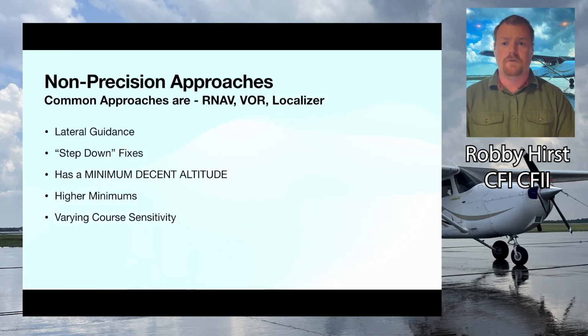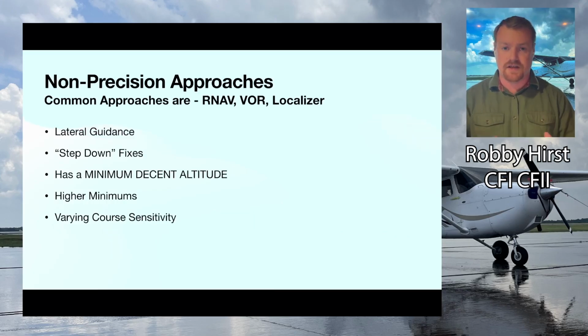So flying an MDA, you're going to fly down to that MDA, maintain that altitude until the specified missed approach point, which there will be something identifying it on your approach plate. These are generally going to have higher minimums than precision approaches.